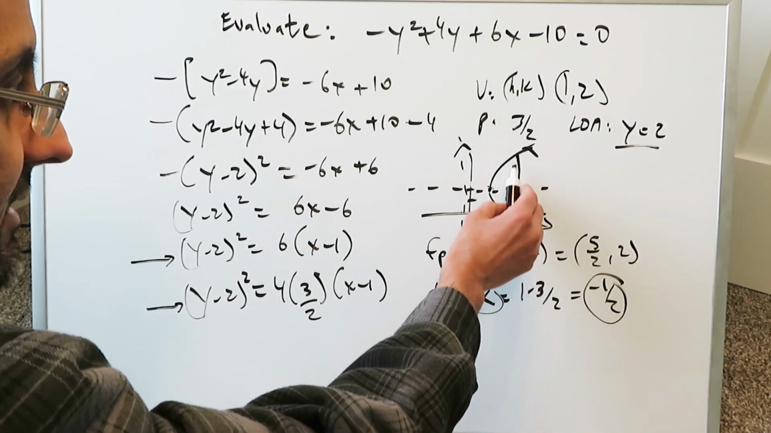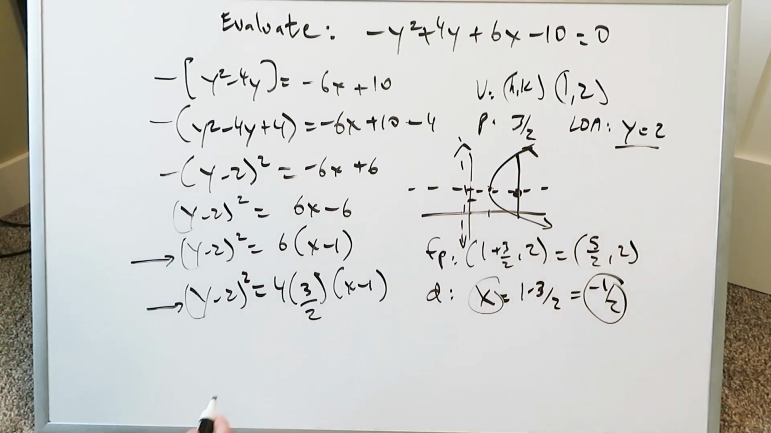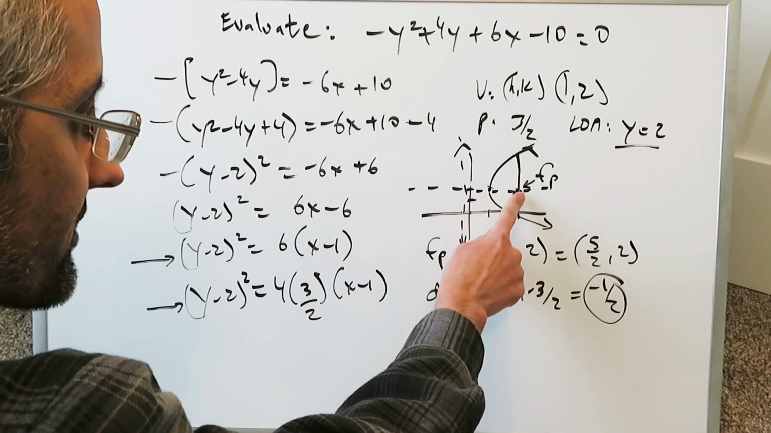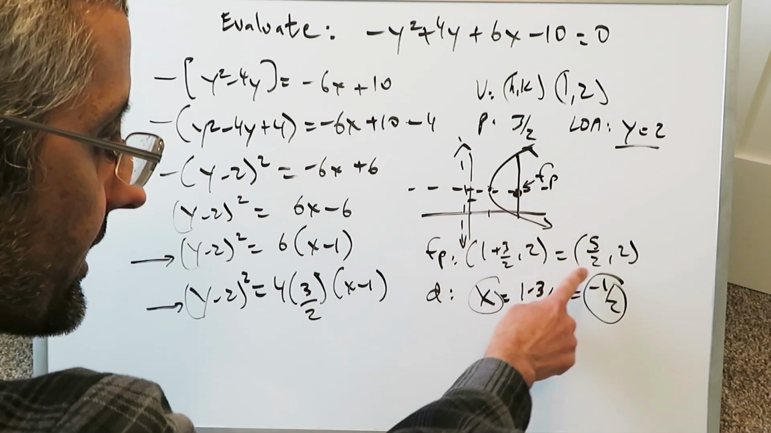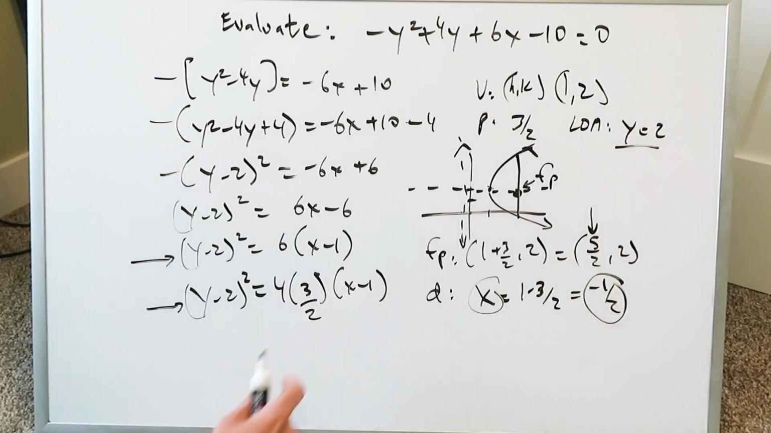The latus rectum is that segment which goes from one point of your curve to the other point, but always through the focal point. So therefore, you're going to look at the x value of your focal point, and you're going to put that right here. What's the x value of my focal point? It's 5/2. This 5/2 is going to come right over here.